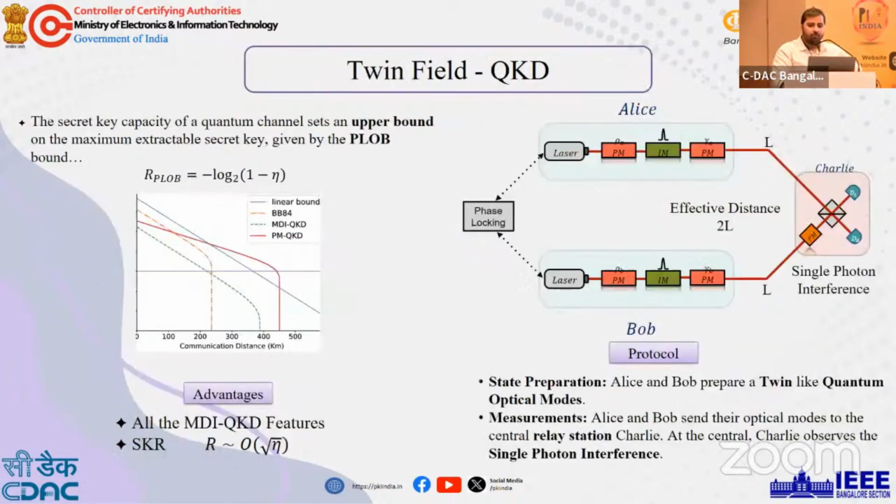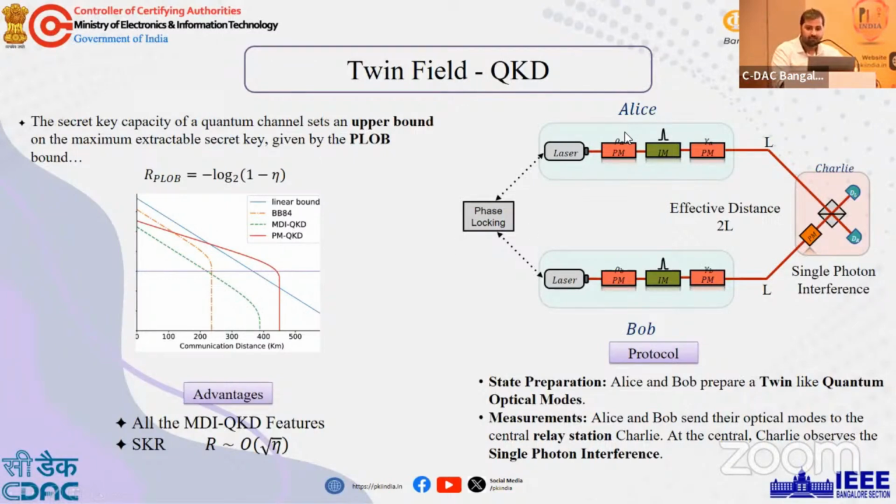protocol. Another protocol is the twin field QKD protocol. MDI has a single disadvantage, which is that the secret key capacity is bounded by the PLOB bound, which means that the secret key rate is linearly dependent on the transmittance of the quantum channel. So twin field QKD has all the features that MDI has, along with a square root dependency on the transmission of the quantum channel. This blue line is a bound that cannot be broken by any other QKD protocol, whereas twin field actually breaks this bound and gives a longer distance.